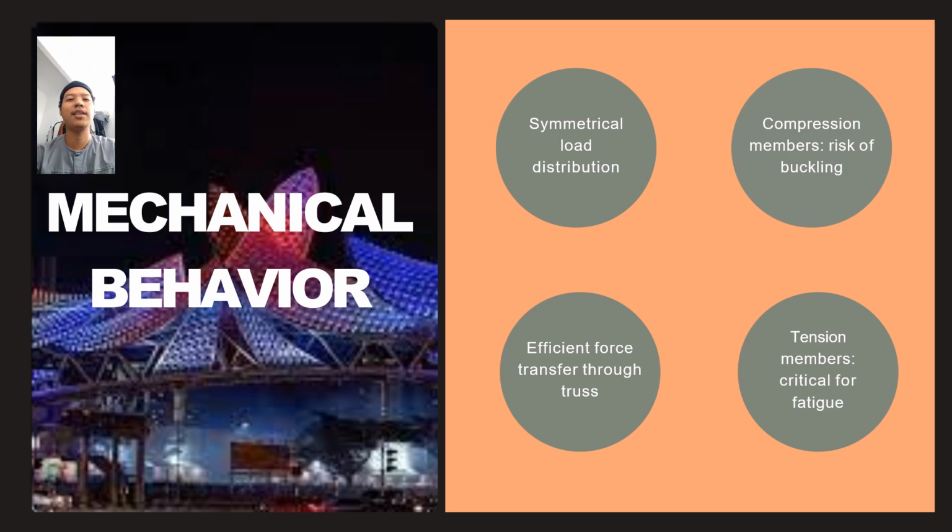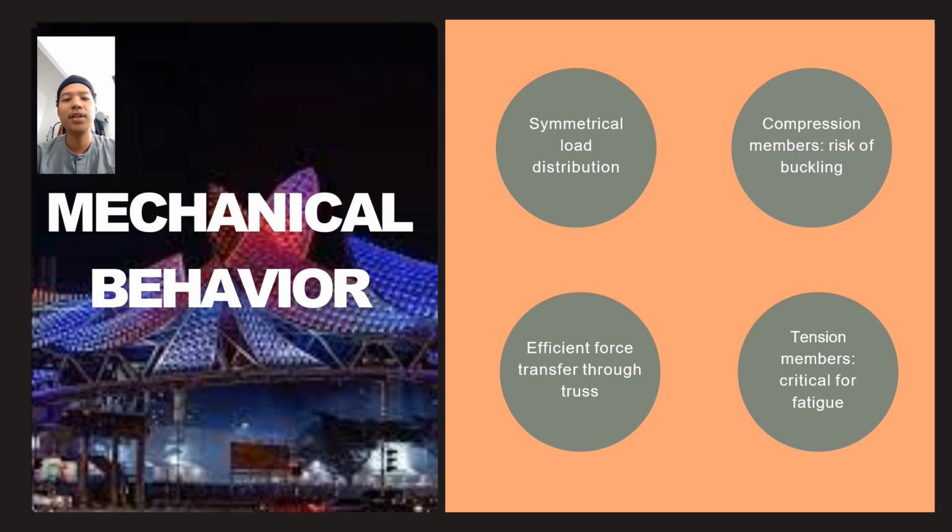On this slide, we discuss the mechanical behavior of the bridge structure. First, the load is distributed symmetrically, which helps to maintain the balance and reduce the stress concentration on one side. Second, the truss system provides efficient force transfer throughout the structure, allowing the load to be carried safely to the supports.